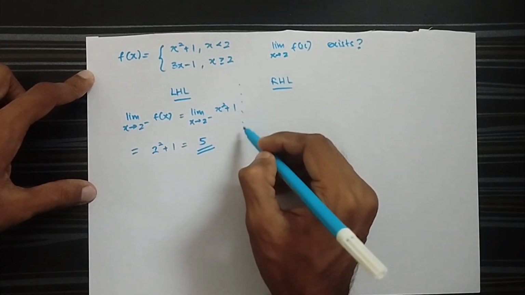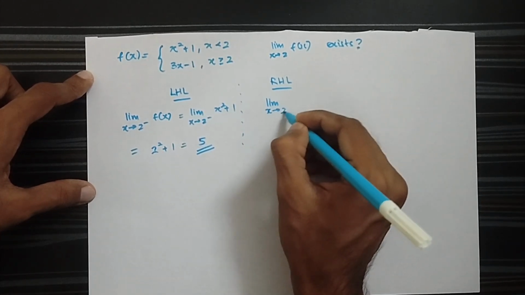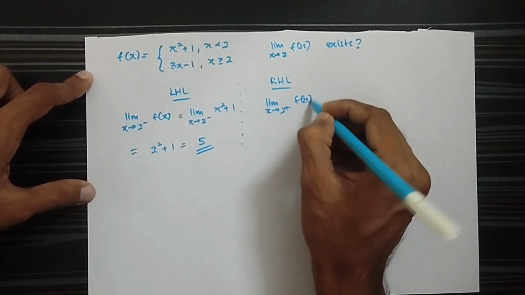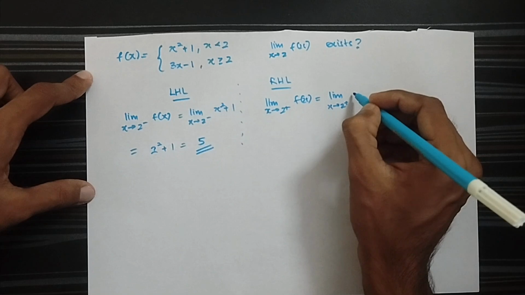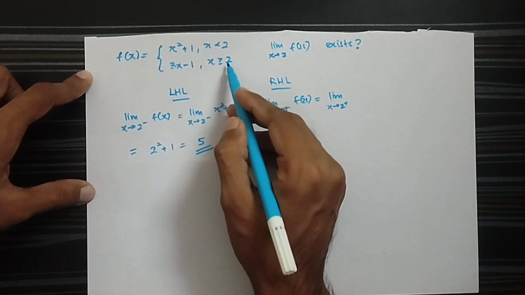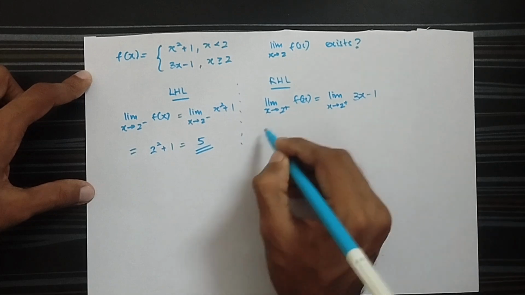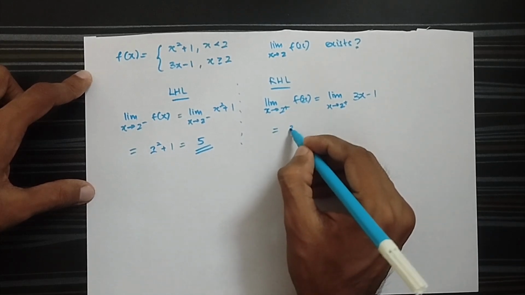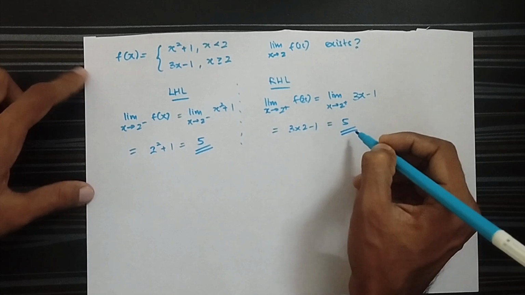And for RHL, limit x tends to 2 plus f of x, which is equal to limit x tends to 2 plus, and since x is greater than or equal to 2 for RHL, we have to choose the second outcome, 3x minus 1, which is equal to 3 into 2 minus 1, 6 minus 1, which is also equal to 5.